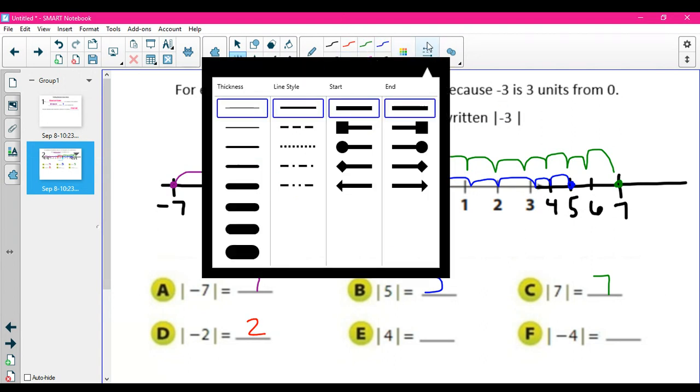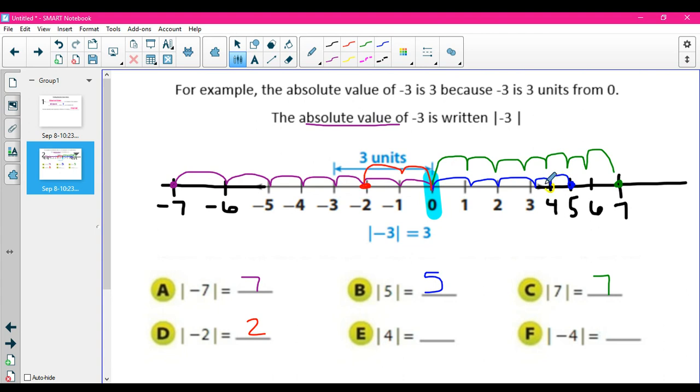Next, I'm going to do 4. Plot 4, and I'm going to find the absolute value of 4. I'm going to go underneath because now I'm running out of room to jump. So 1, 2, 3, 4. It took 4 jumps to get to 4. The absolute value of 4 is 4.